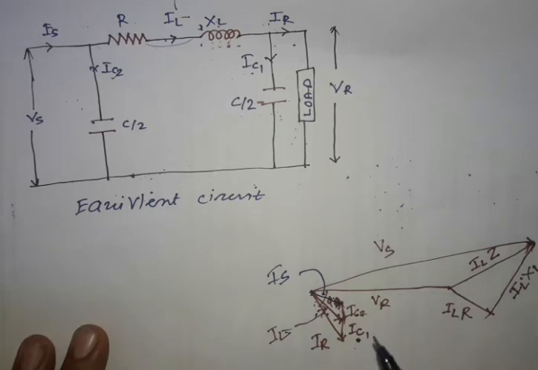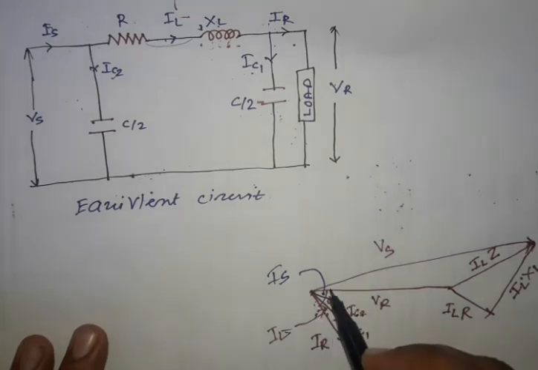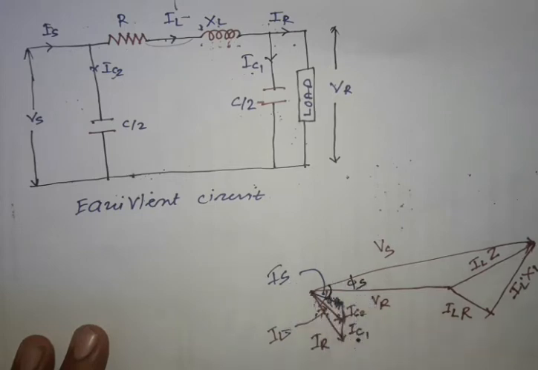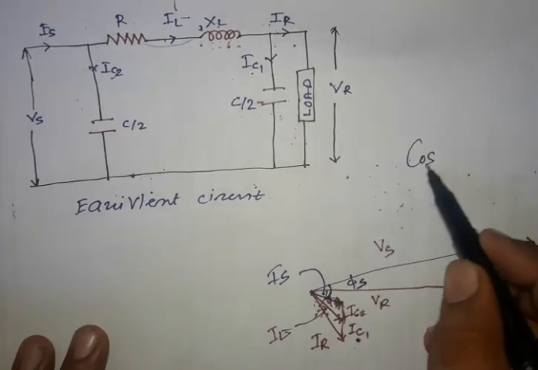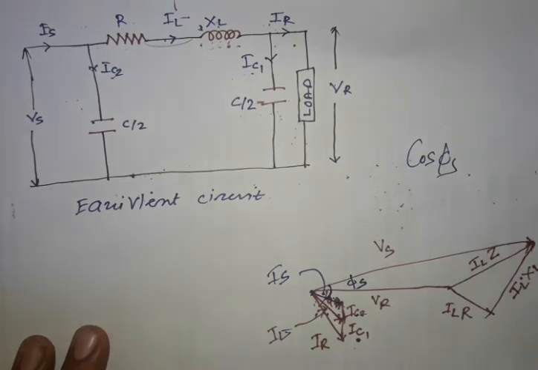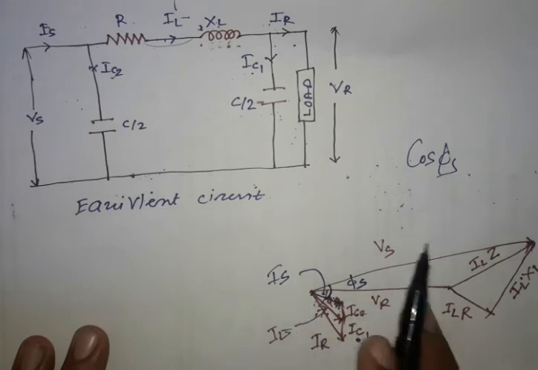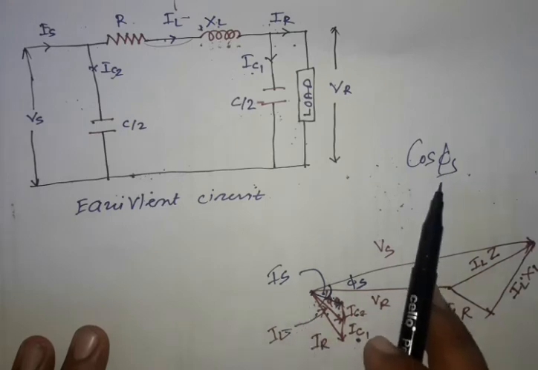Now we find out the power factor angle for the sending end. Here is the IS line, the sending end current line. Now we draw an angle between IS and Vs, which is our power factor angle phi s. With the help of the sending end power factor angle, we find cos phi s, which is our sending end power factor. So from the phasor diagram, we find out Vs, Is and power factor angle phi s.